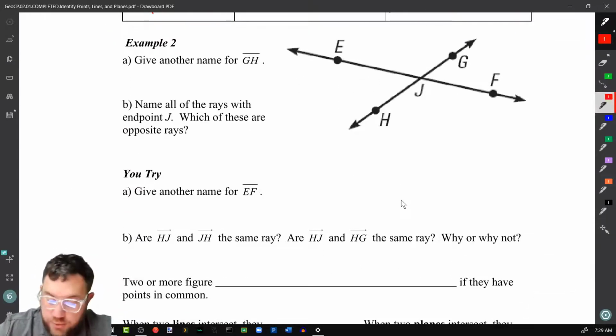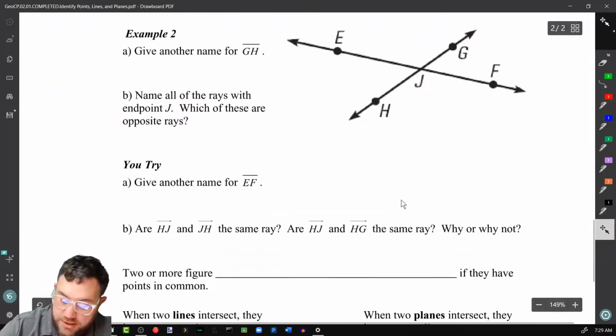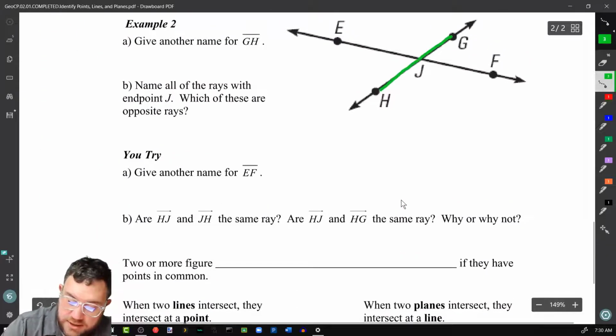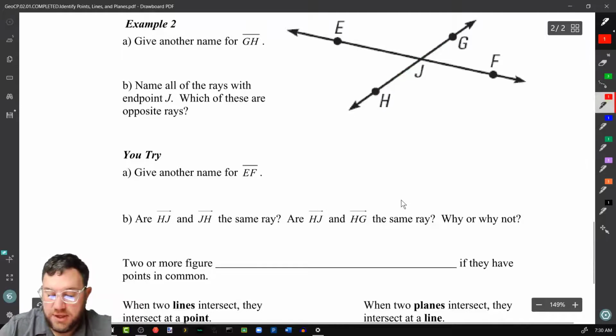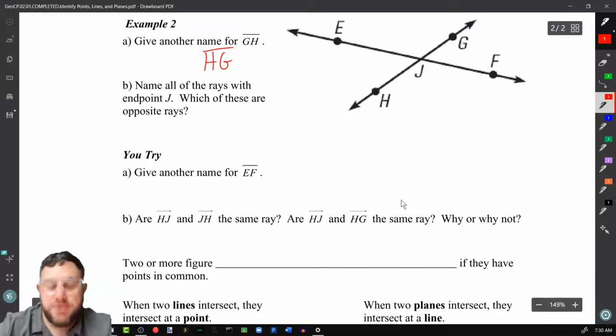All right, so example 2A, another name for segment GH. That is this segment right here. And with segments, you can always just turn the letters around. So it's HG.